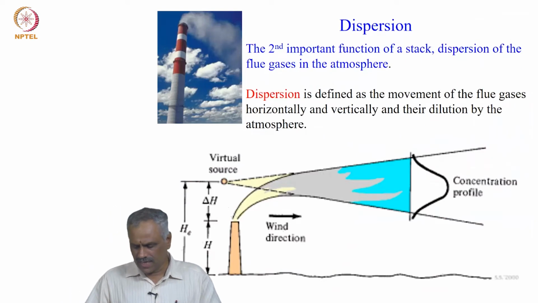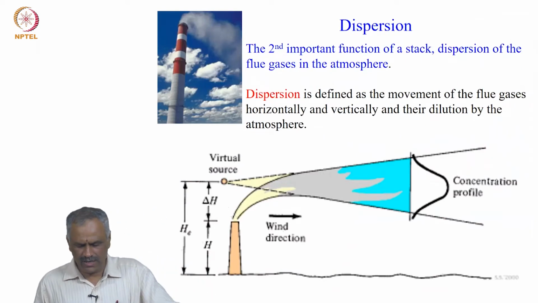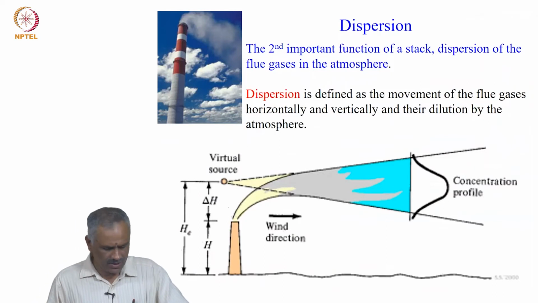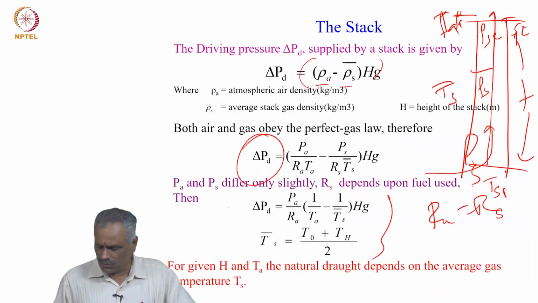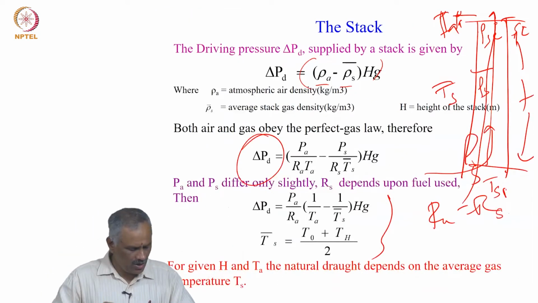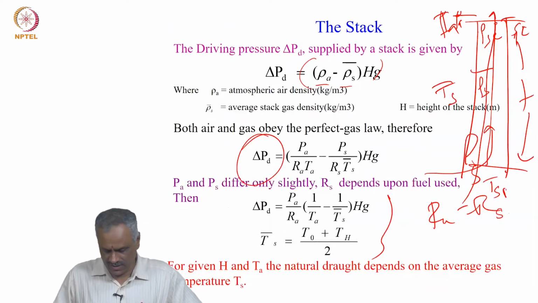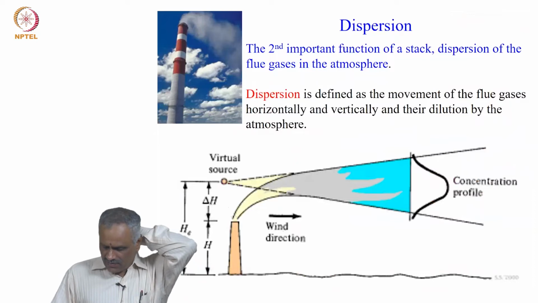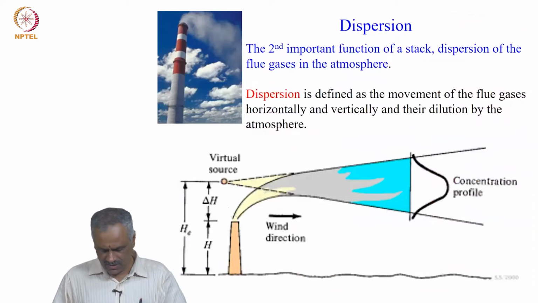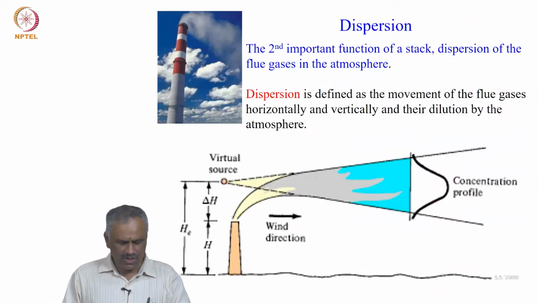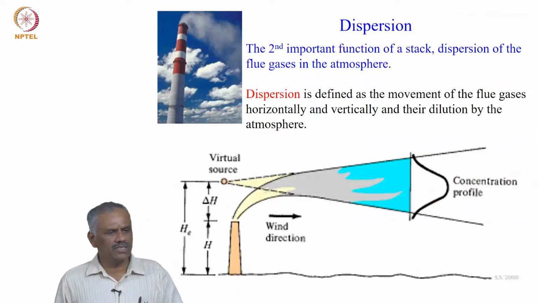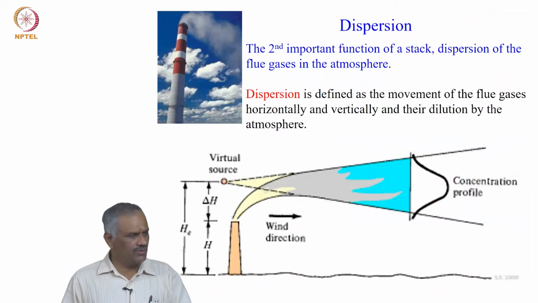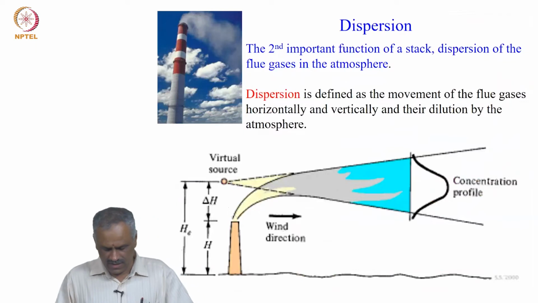Then on the dispersion side, the first important function is that this driving force pushes the air, so that the load on the ID fan reduces. Another important function is to disperse the flue gases. Dispersion of flue gases from a stack is a big subject, but I will give you a quick overview.